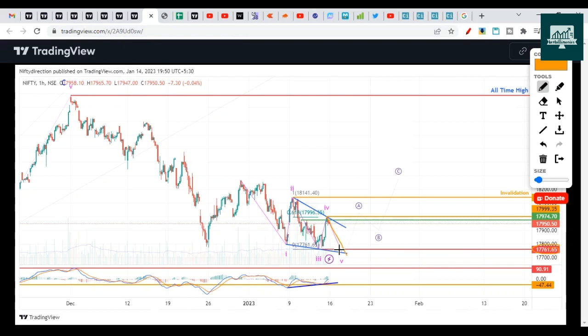It can make a low towards 17,760, 750 or 700 maybe. Okay, somewhere near that it can go, and then give a pullback as ABC waves, minimum towards this swing. Okay, because this is an ending diagonal pattern here, it can reach towards this and then the dip could resume.